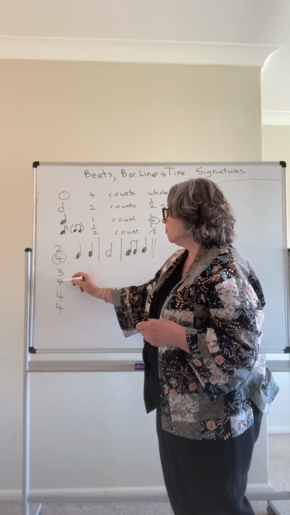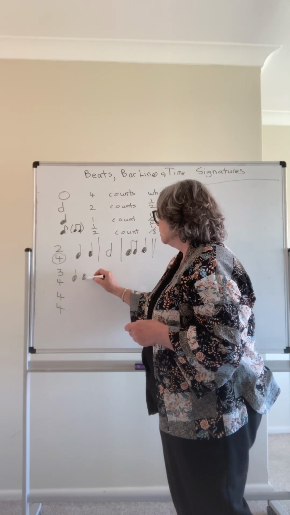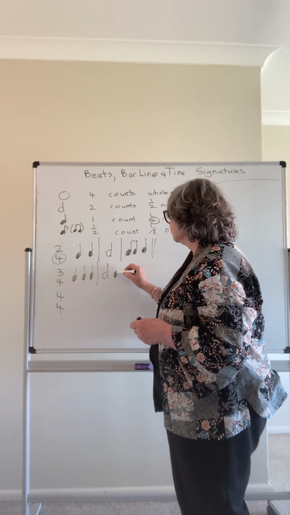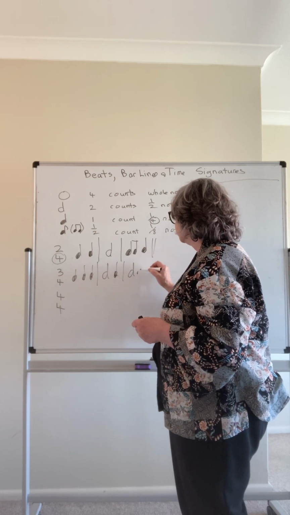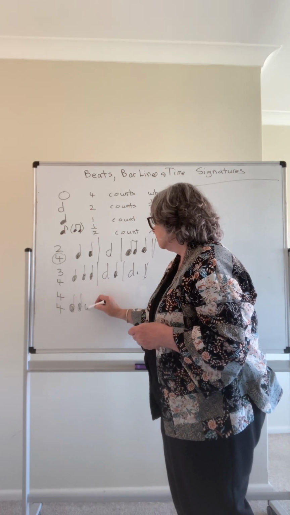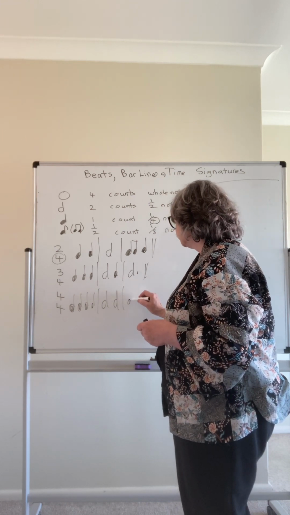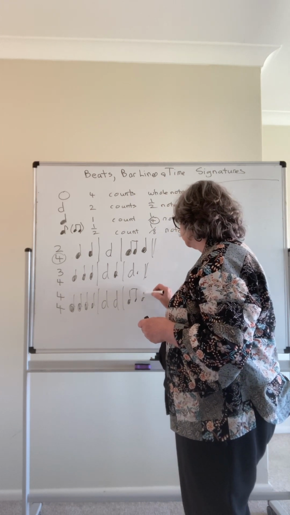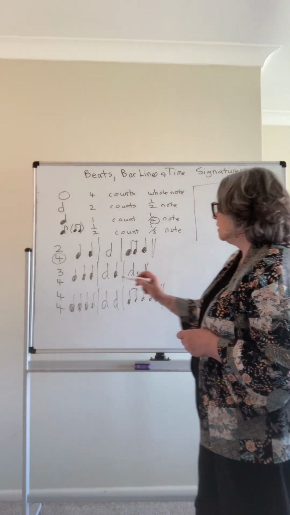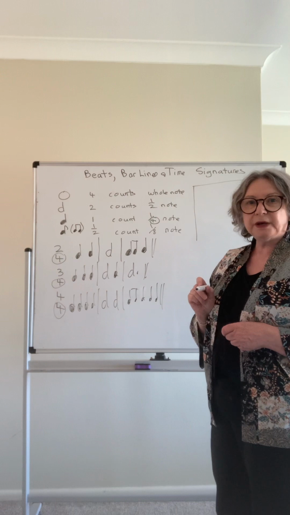If you see 3/4, it's going to be 3 crotchet beats in a bar, or something that equals that. And 4 crotchet beats is going to be 4 beats, or something that equals that. So this is where the 4 comes in. It's referring to crotchet beats.